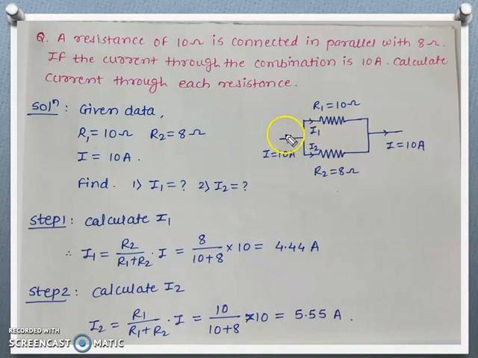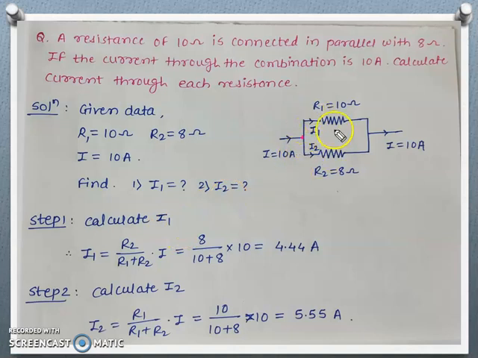So, let's draw it. 10 ohm and 8 ohm are connected in parallel, and this is the total current of 10 ampere flowing through. At this point, the current gets divided into two paths, one is I1 and one is I2. Now, we have to find the current flowing through each resistance, that means I1 and I2.